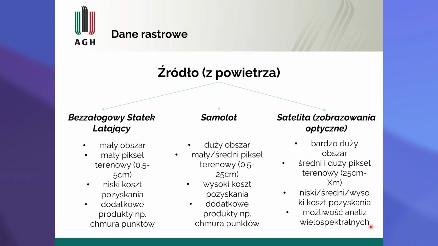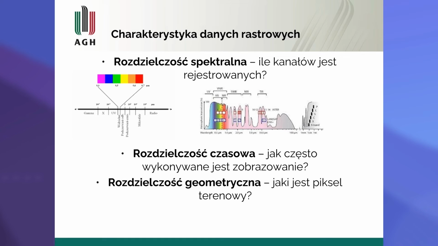But in most cases, we have the possibility of multispectral analysis, because imaging in multiple channels allows us to image what is not visible with the naked eye. So by analyzing various indicators, we can analyze things related to plant cover, more for environmental purposes. For infrastructure, we also have the possibility to read various kinds of information.